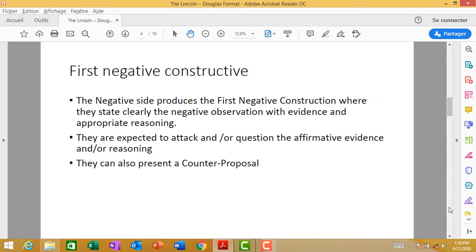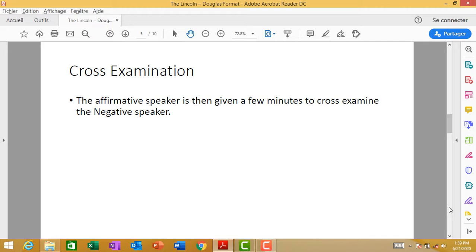This is not the rebuttal phase. They are not objecting, or doing any rebuttal yet. They are expected to attack, but not in this phase. I think this bullet point shouldn't be here, so guys, just skip it altogether. They can also present a counter proposal. And then the affirmative speaker has a chance to cross-examine the constructive of the negative. The affirmative speaker is given a few minutes to cross-examine the negative speaker.